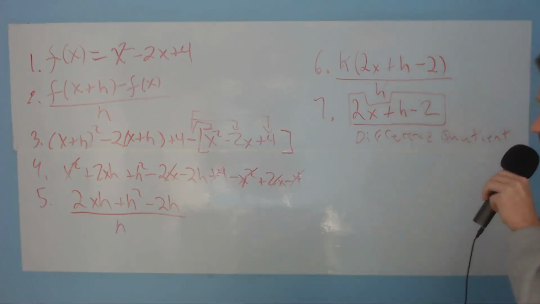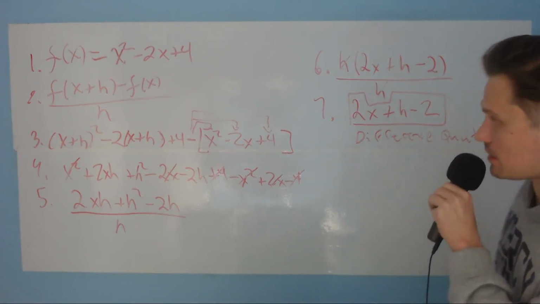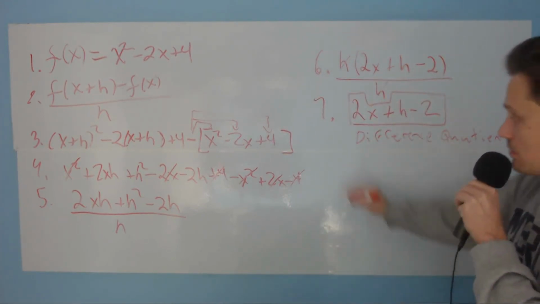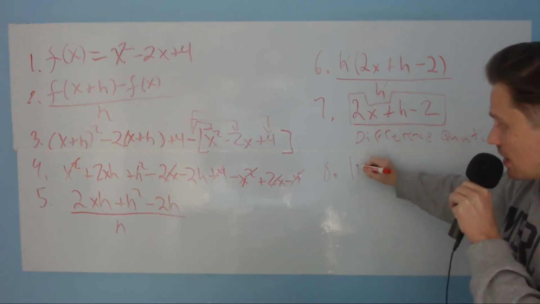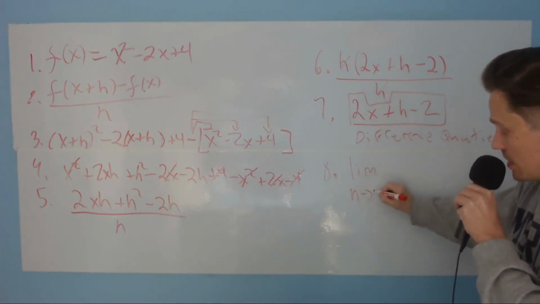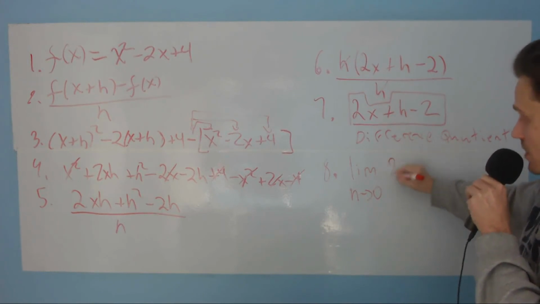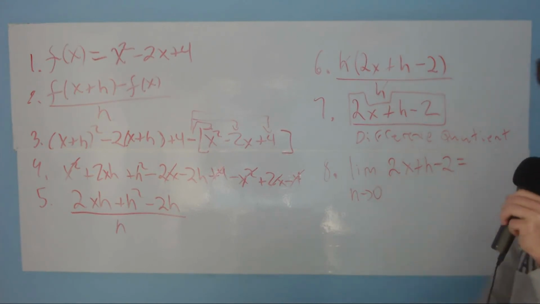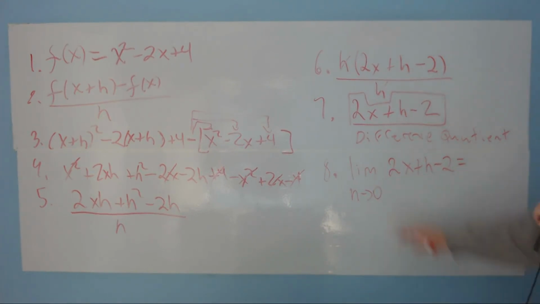In case you're watching this at the calculus level, to find the derivative of x squared minus 2x plus 4 using the definition, you would now take one additional step, which is the limit as h goes to 0 of the difference quotient, this expression, 2x plus h minus 2. So this step 8 indicates you're at the calculus level. Up to step 7, pre-calculus. At the calculus level, you would now stick in 0 for h. You're letting h go to 0, so that gives you this expression: 2x plus 0 minus 2.